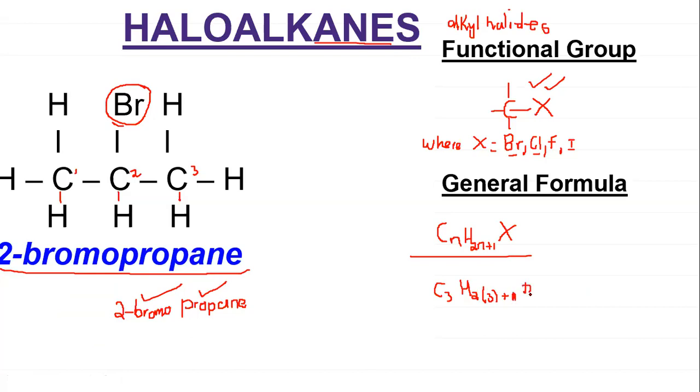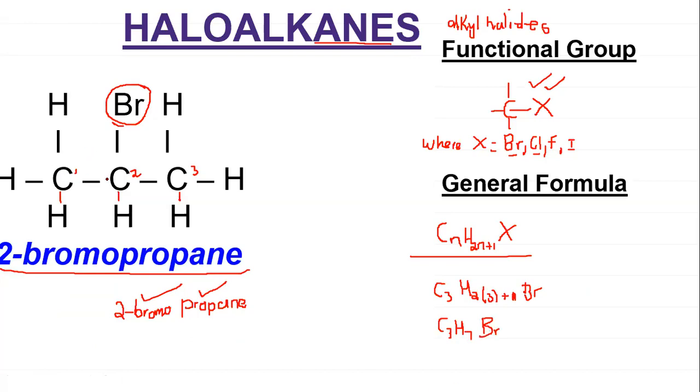And my X is Br. Then if you work it out, it will give you the molecular formula, which is C3H, 2 times 3 is 6 plus 1, it's 7. So it will give me C3H7Br. Now, is it correct?